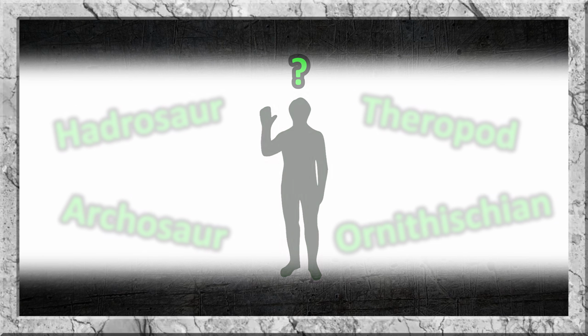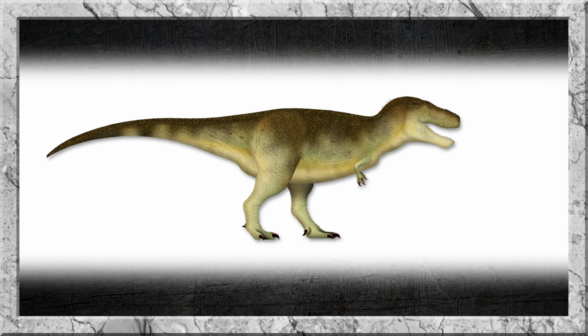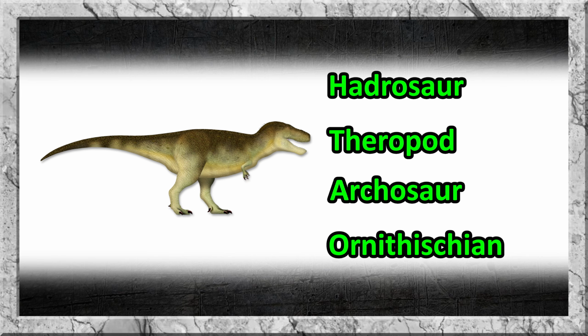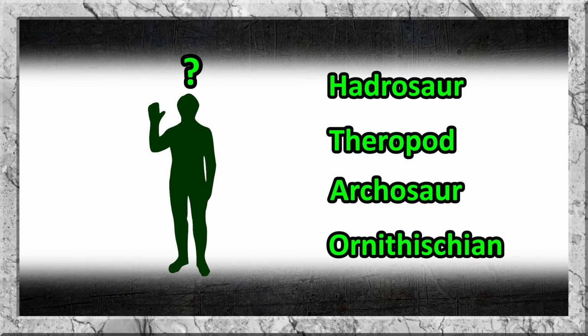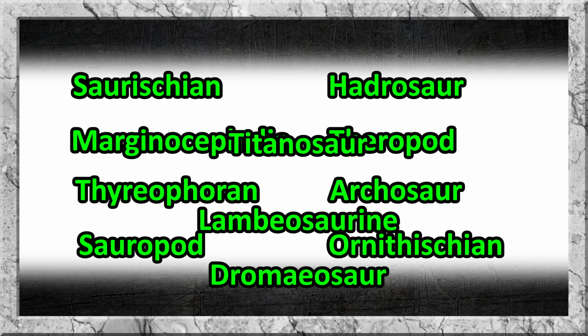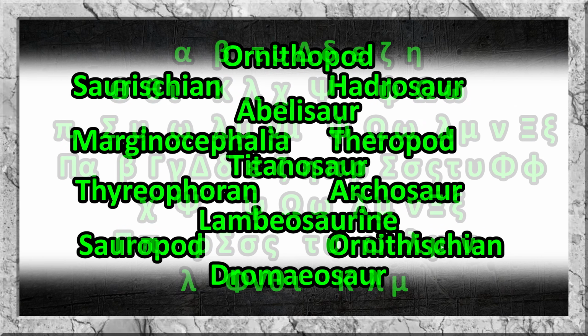favorite dinosaur. Take Tyrannosaurus rex, for example. Is it a hadrosaur, a theropod, an archosaur, an ornithischian? Are theropods archosaurs? Are hadrosaurs theropods? What about sauropods and thyreophorans and marginocephalia? These words may all sound like Greek to you, and, well, a lot of them are, literally Greek. These words are the names of dinosaur clades, or animal groupings.